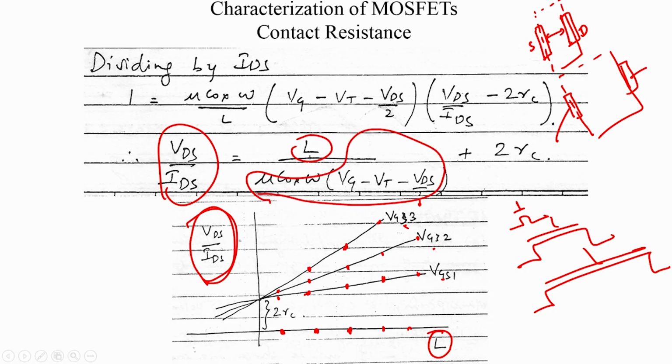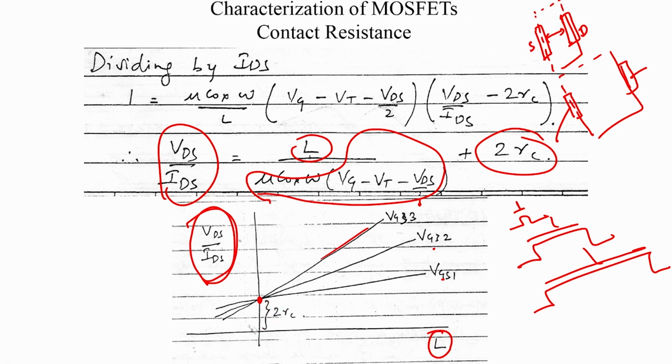So, the slope would be depending on Vgs and the intercept, the y intercept will always be constant and it is 2 Rc. So, if all your devices are well built and they all have the same contact resistance, then we will find that all these straight lines of this plot will all intersect at the intercept and it will give you a value of 2 times Rc, and therefore, it is possible to extract the contact resistance which is your Rc, which is on the drain and source side.